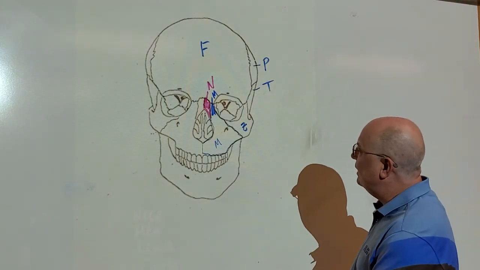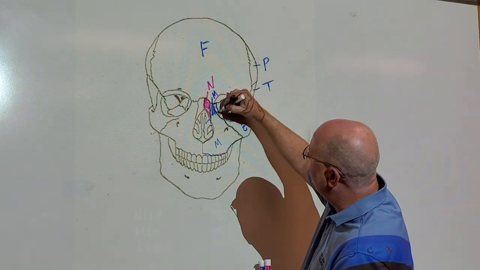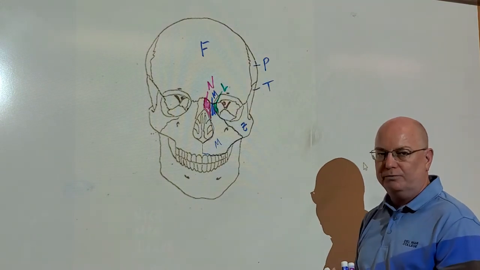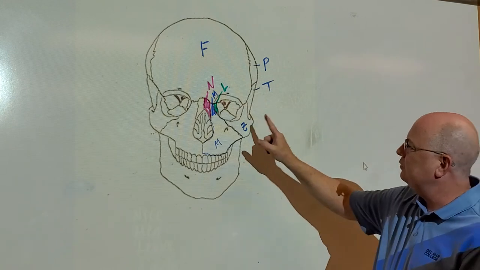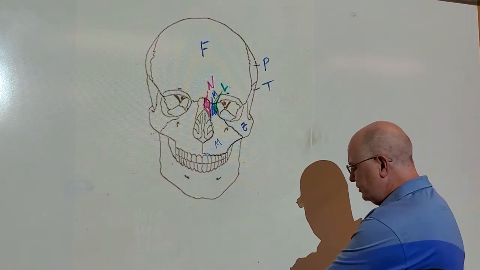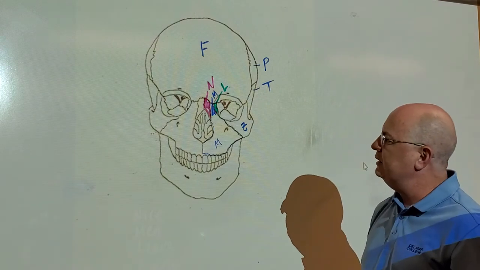Now, just inside that, there's a little piece of bone right here that's going to have a hole in the bottom of it. That's going to be the lacrimal bone. I don't like the way this drawing is done because they have the roof of the orbit, which is part of the frontal bone. I wish that wasn't there. I probably need to redraw it.